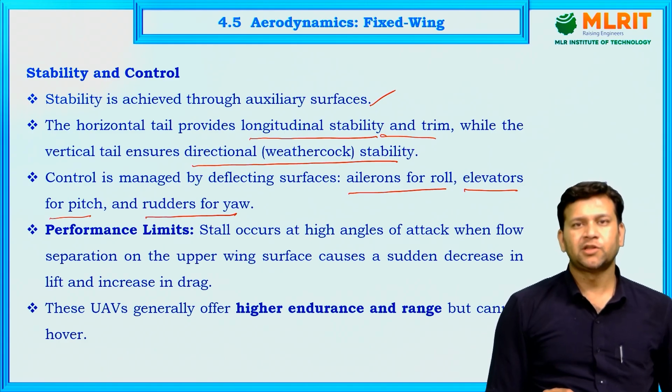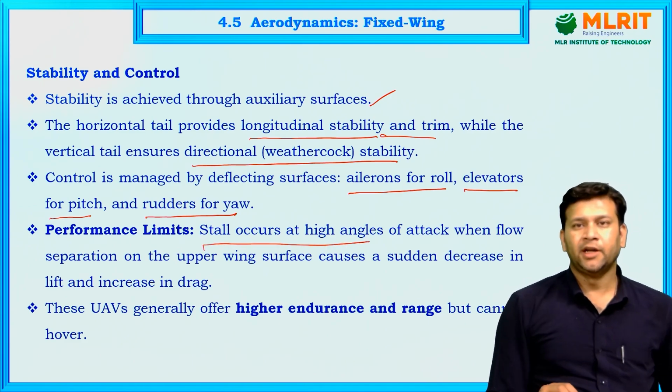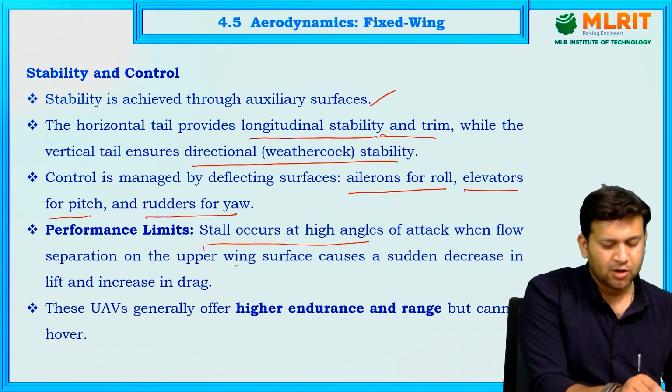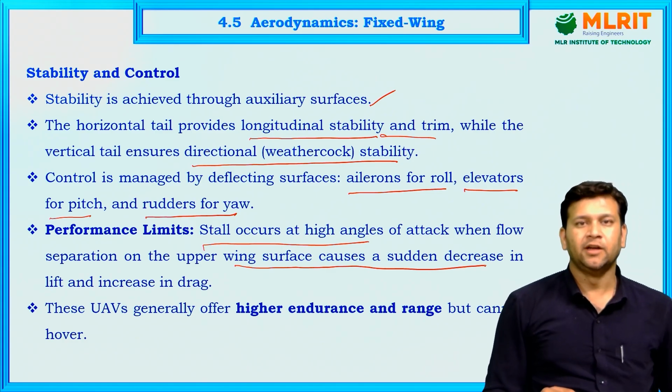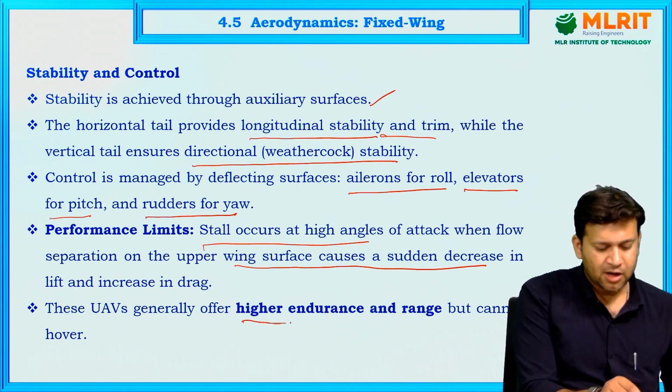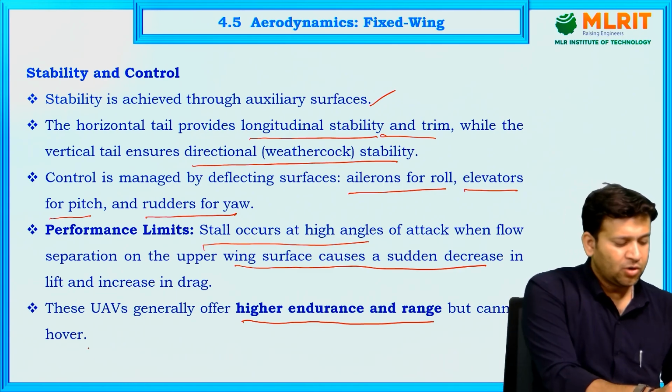The performance limits of fixed wing unmanned aerial vehicles. Stall occurs at high alpha, that is high angles of attack, when flow separation on the upper wing surface causes a sudden decrease in lift and increase in drag. These unmanned aerial vehicles generally offer high endurance and range but cannot hover.